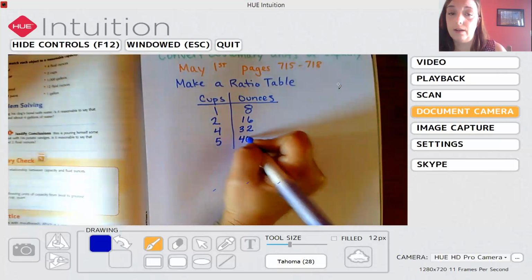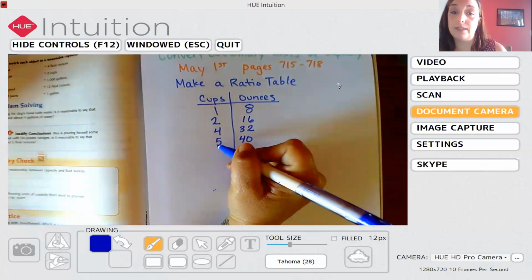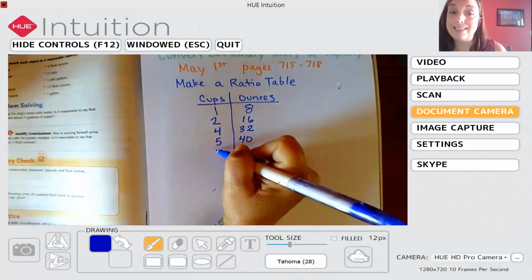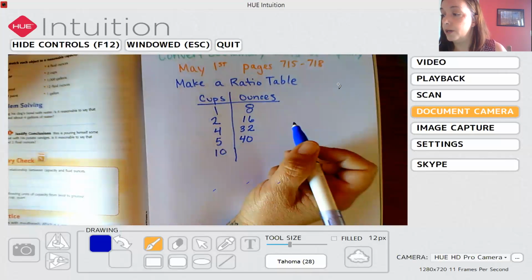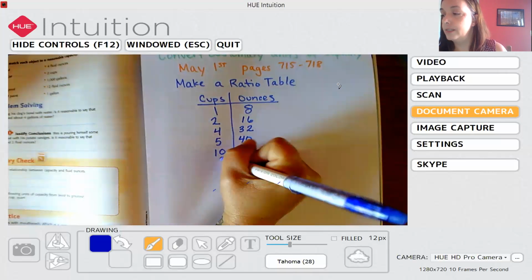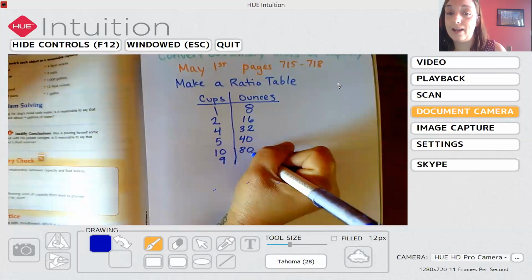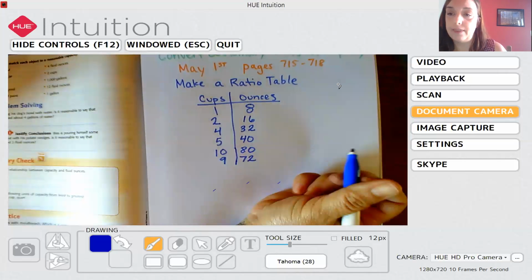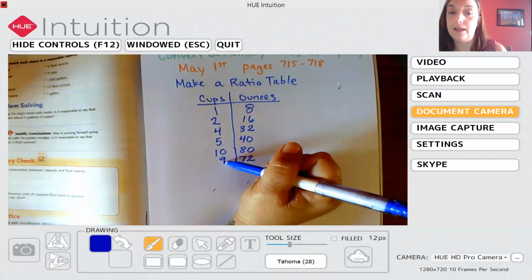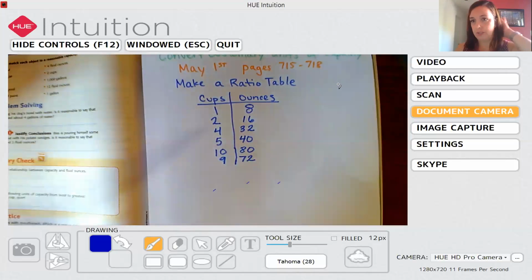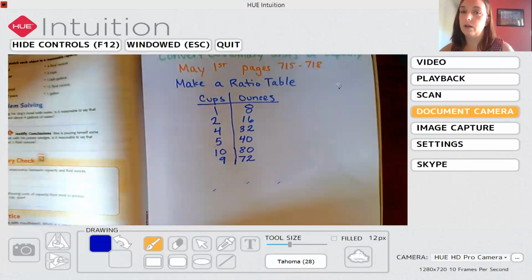Or I could also think 5 cups times 8 ounces in each cup equals 40 ounces. I could double that to make 10 cups. If I double 40, that would be 80. And let's say that I want 9, I can use that 10 and I can take away 8 ounces from the 80, and that will give me 72, right? And I can check that by saying, well, 9 cups times 8 ounces in each cup would give me 72, okay? So we can use a ratio table to help us convert customary units.